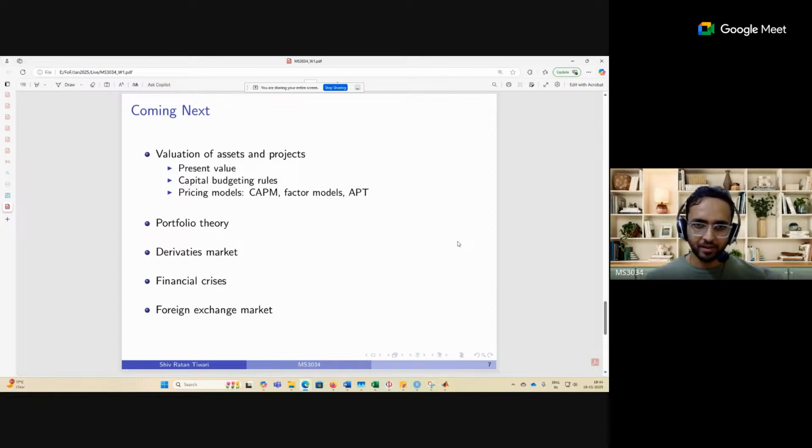Then we will be learning the various capital budgeting rules, like whether a particular project or investment opportunity should be taken or should not be taken. There are various rules which we follow. If we are going to earn some profit, then we should take it. That is the basic rule. And if we are going to incur a loss, then we should not take that opportunity. So we will be learning how we do this.